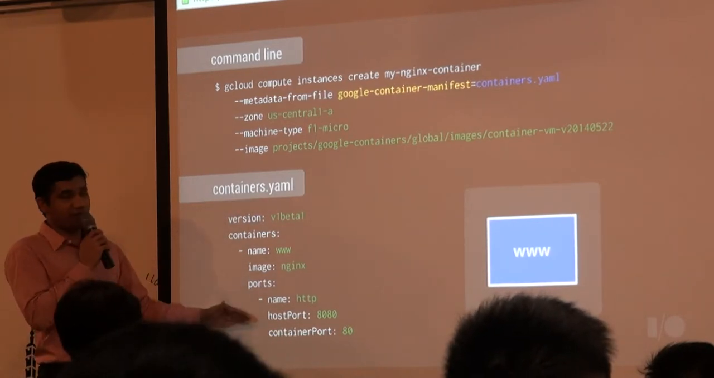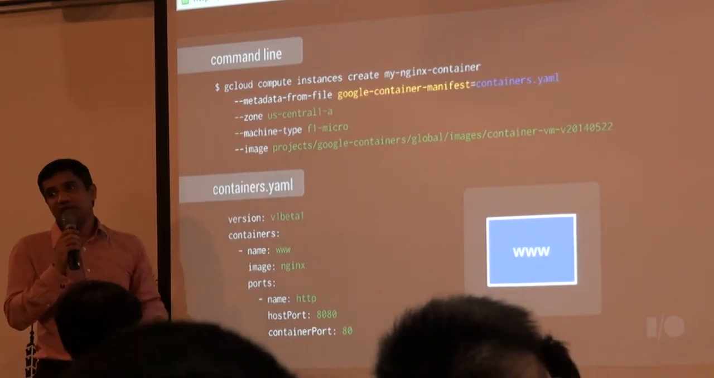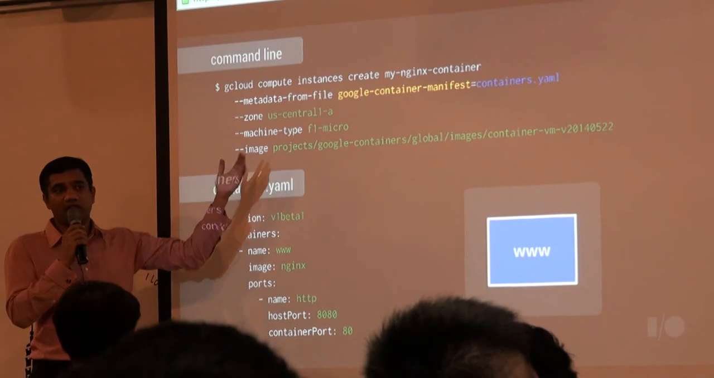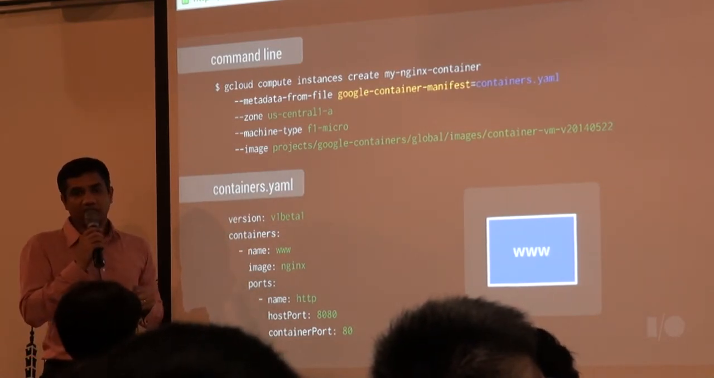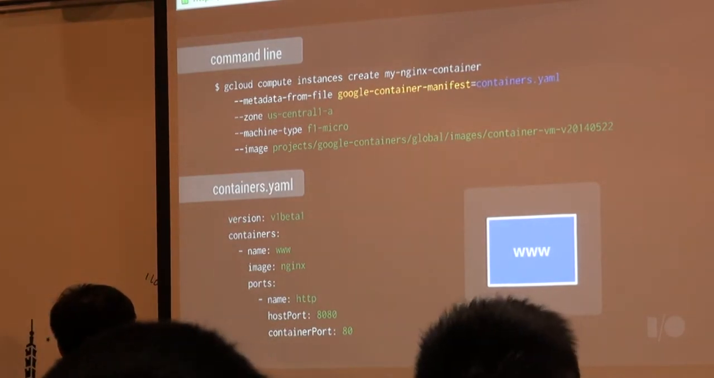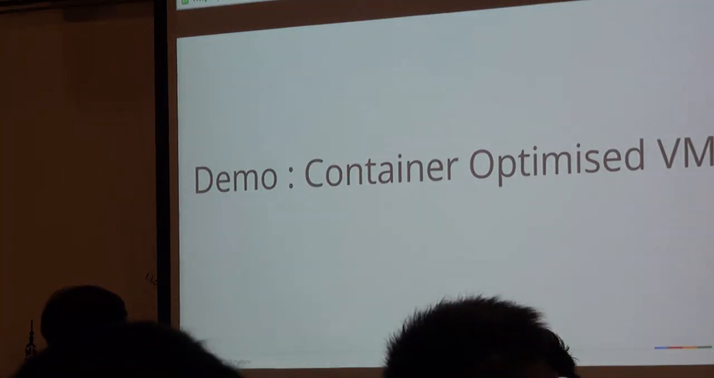So I declare that in a manifest and just pass that straight in at my instance creation, and it will automatically create a VM that is container optimized, and then go ahead and deploy that right from the command line for you. Right? So let me see. Let's just go ahead and create that right now.